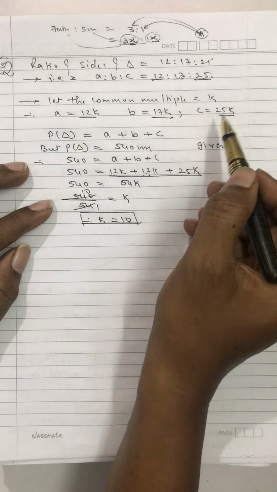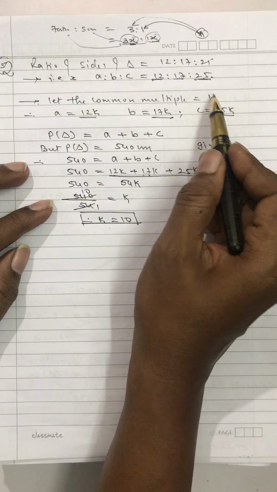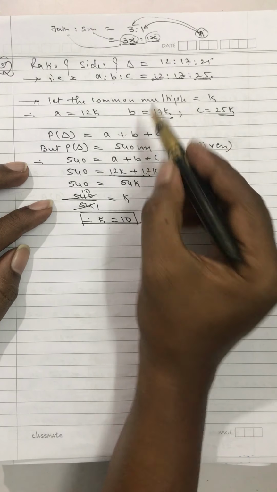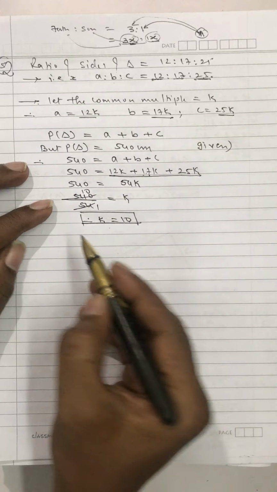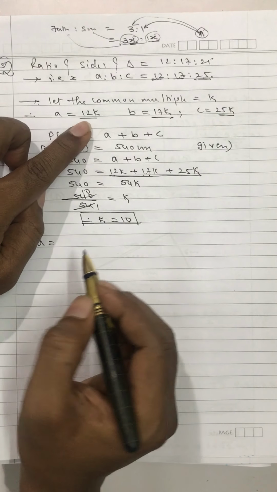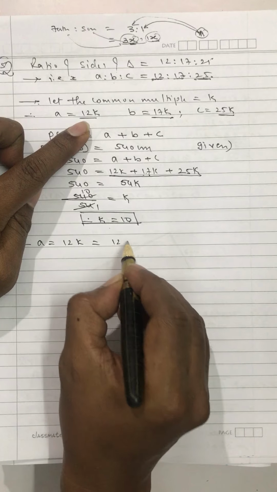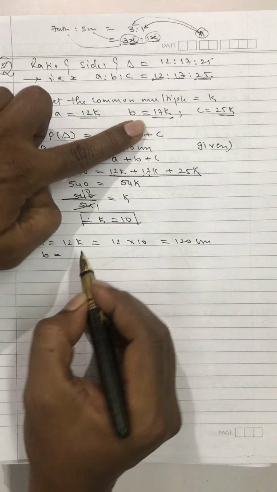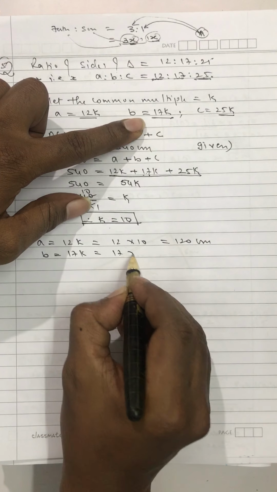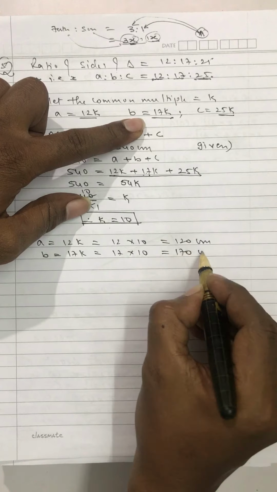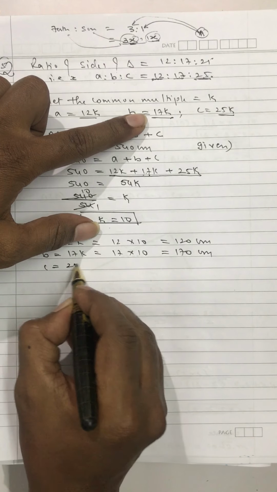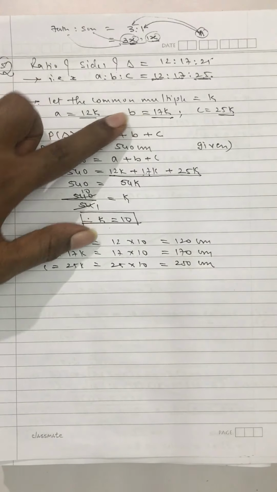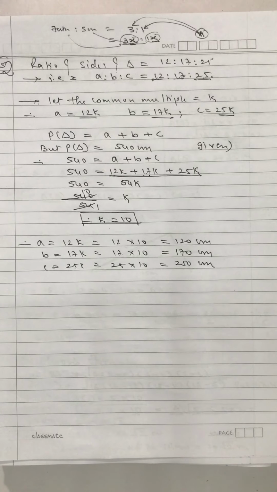I have got the common multiple, this K. Now I told you this K will go and multiply with each and every number. The same K, 10, will go and multiply with 12, 10 will multiply with 17, 10 will multiply with 25, and then I will get the values of A. A is equal to what now? 12K is equal to 12 into 10 is equal to 120 centimeter. B is equal to what? 17K, 17 into 10 is equal to 170 centimeter. C is equal to 25K is equal to 25 into 10 is equal to 250 centimeter. I have got the values of A, B and C.